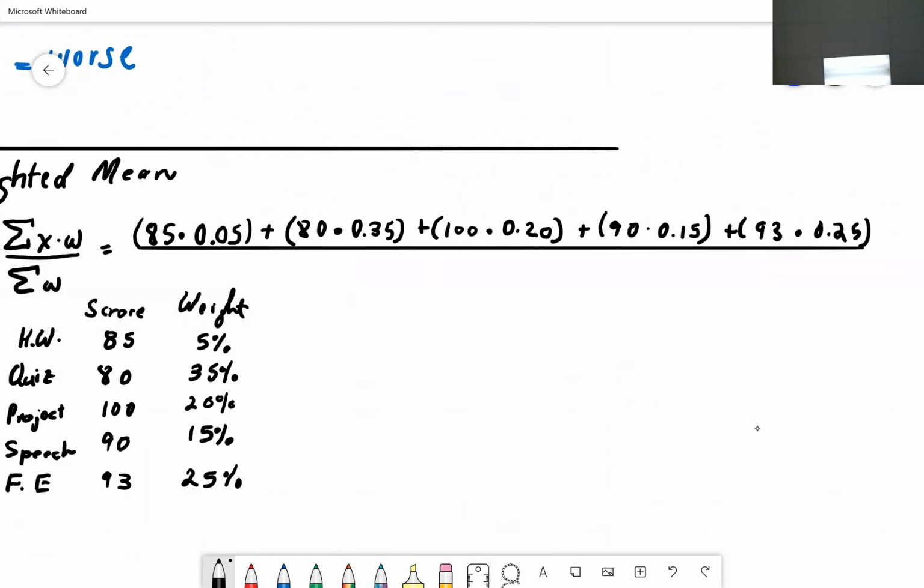So let's talk about the bottom, which is the weights. Well, all you do is you just add your weights. 0.05 plus 0.35 plus 0.20 plus 0.15 plus 0.25. So this is a much more different calculation. It's very different than the previous one you would have done.